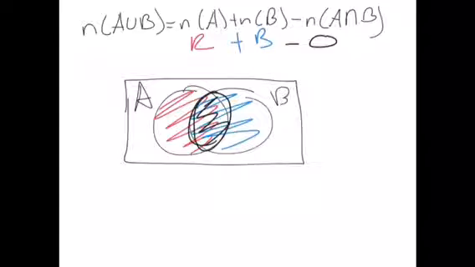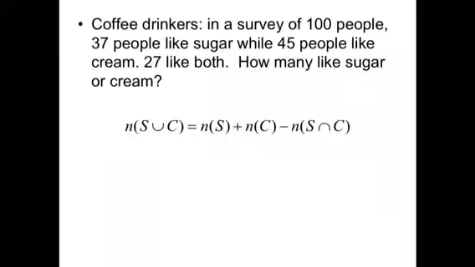We're going to use this formula to help us identify specific portions of the set and answer questions based off of different application problems. So here's our first problem. We have coffee drinkers, and in a survey of 100 people, 37 people like sugar, while 45 like cream, and 27 like both. How many like sugar or cream is the question.